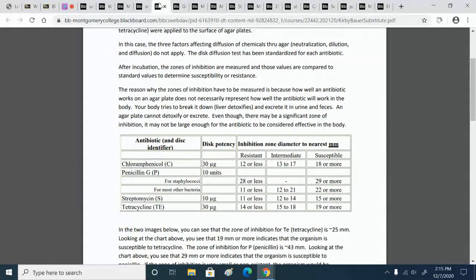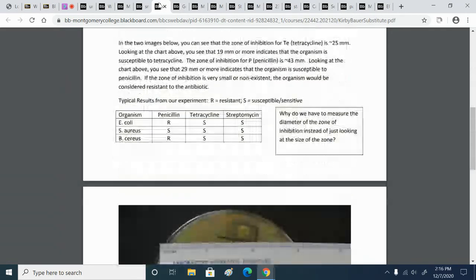So there may in fact be a zone of inhibition on the agar plate, but it's not big enough to be considered effective in the body, because your body's going to try to excrete and try to detoxify. You also have to take the antibiotic in a high enough concentration because it has to go all throughout your body to encounter the pathogen wherever it might be. So that's why we have to measure the diameter of the zone of inhibition.